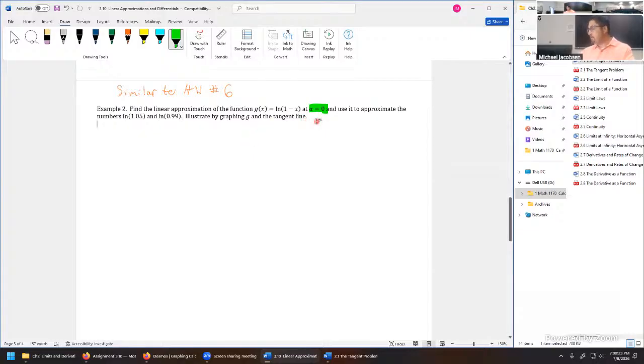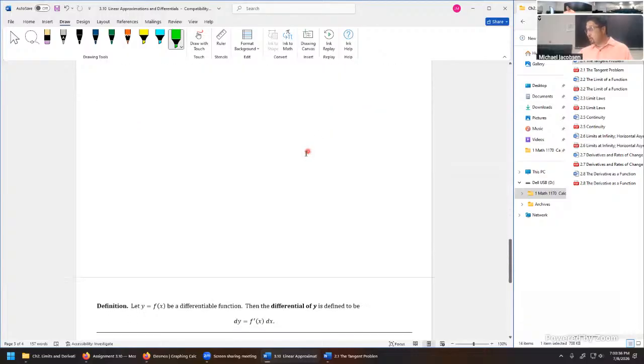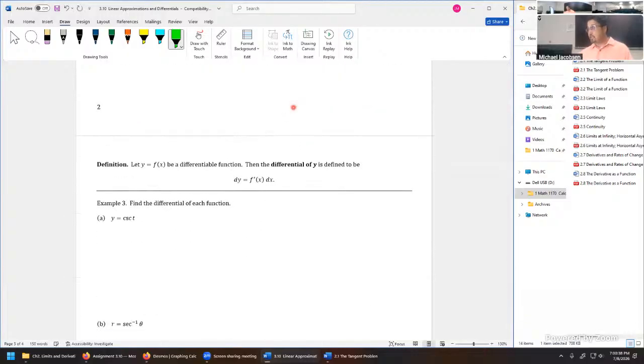But it's kind of a long problem, so I don't want to rush through this one in the limited amount of time I have. This probably might take more than 10 minutes. So this will be one that we come back to on Thursday's class, the last one for the week. We'll also take a quick look at differentials.